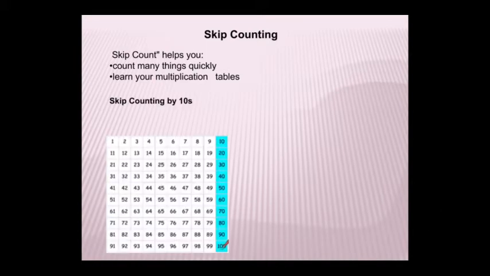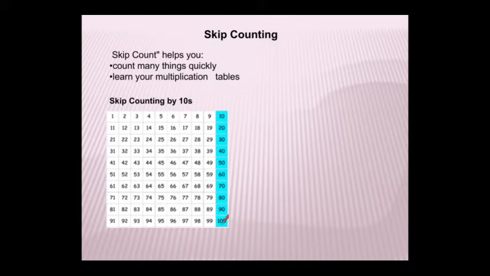So, skip counting by tens. You can see here one grid I have shown. Numbers 1 to 100 are there. In this, you can observe the last column that is colored blue. That blue color, what is there? The numbers 10, 20, 30, 40, 50, 60, 70, 80, 90, 100. These numbers you call skip counting by tens. You are skipping some numbers here.